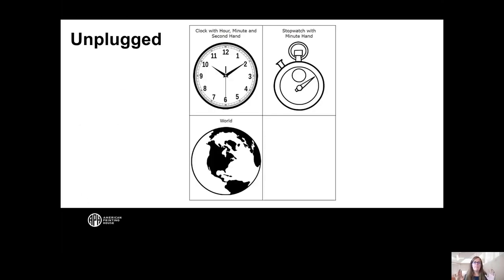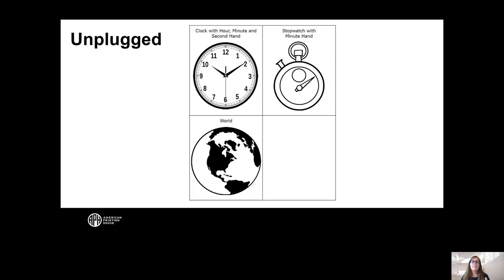So on the screen, I have a picture of 3 different objects. I have a clock with an hour, minute, and second hand, and I have a picture of a stopwatch with a minute hand, and a picture of the world. So how do these relate to a nested loop? Well, if we think about a loop, something that goes around and around again, it repeats. A clock does that, and the nested part is so when the clock goes around, we have each hour 1 through 12 or 1 through 24, and it goes around again and again every single day.